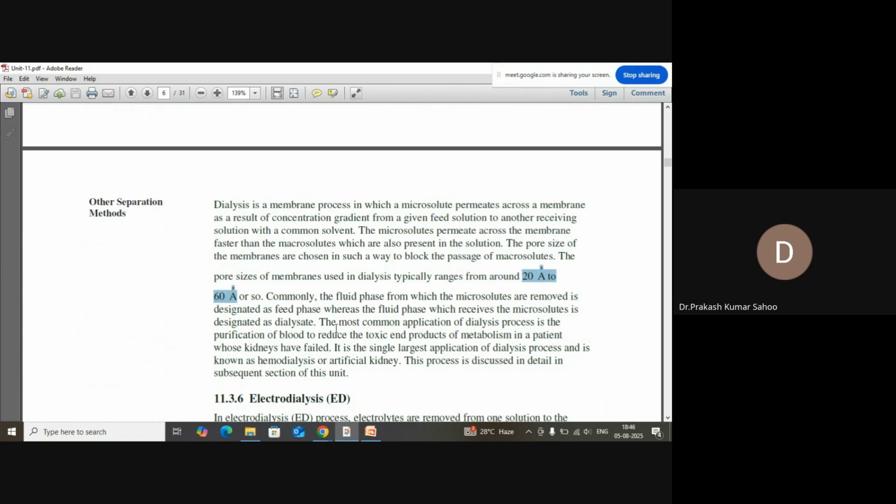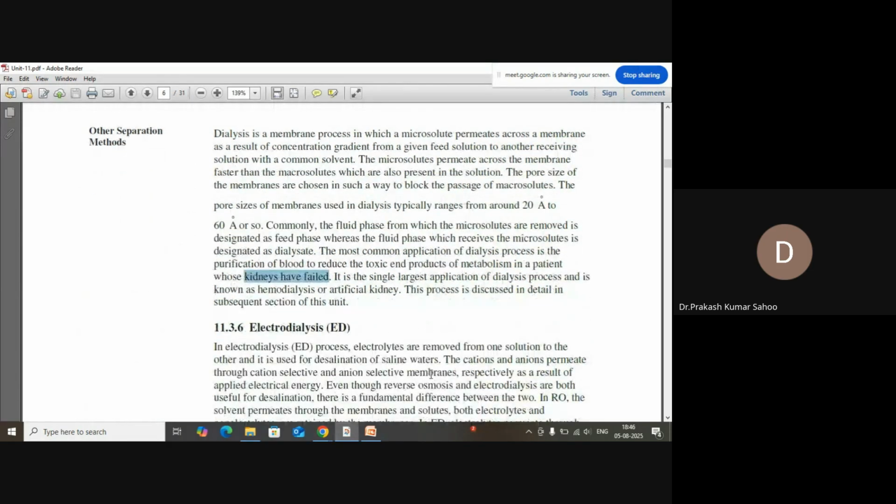Here it is written, the most common application of the dialysis process is the purification of blood to reduce the toxic end products of metabolism in a patient whose kidneys have failed. It is the single largest application of the dialysis process and is known as hemodialysis. Hemo means blood. The study of blood is hematology. So dialysis is applicable to blood purification. So it is called hemodialysis or artificial kidney.